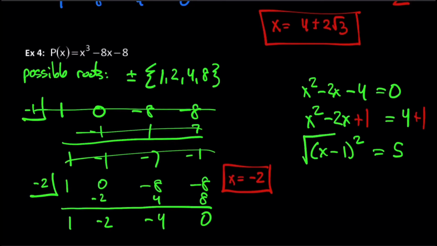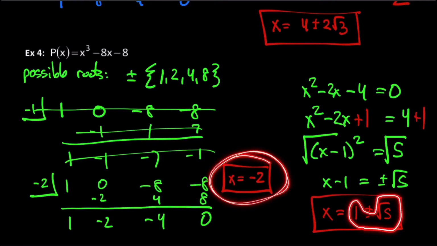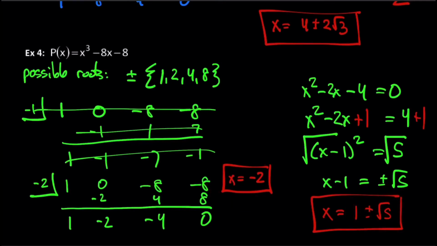Now I take the square root of both sides. That's going to give me x minus 1, and don't forget, this is plus or minus square root 5. And then finally add 1. x equals 1 plus or minus square root 5. There are your other 2 roots. One of them is 1 plus square root 5. The other one is 1 minus square root 5. And then we have this one over here from synthetic division.